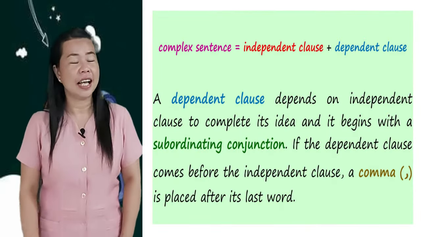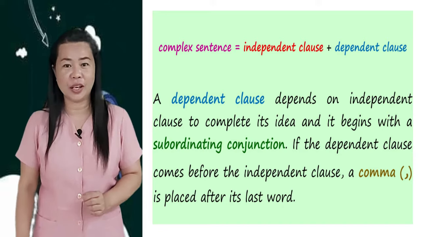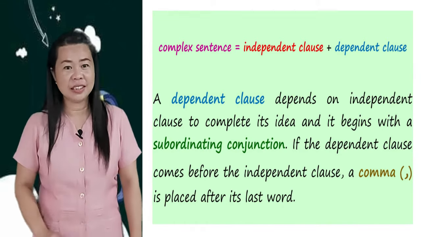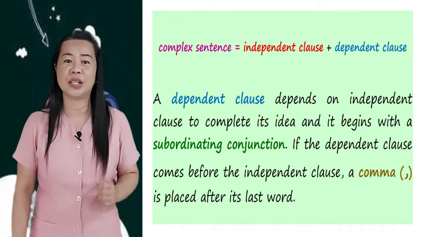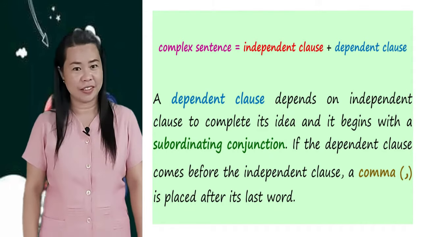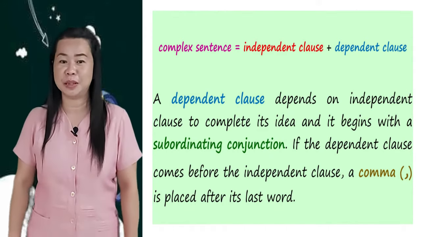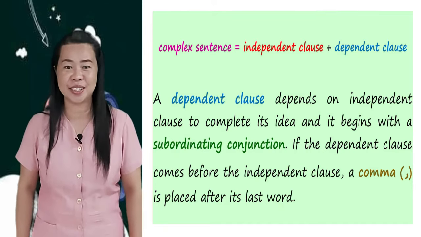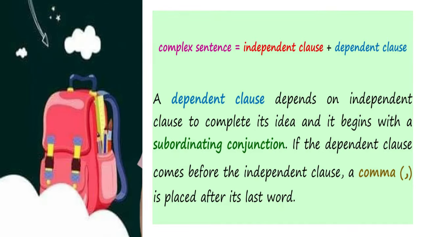Great job! I think you're ready for another activity. But first, remember this. A complex sentence is made up of an independent clause and at least one dependent clause. A dependent clause depends on independent clause to complete its idea, and it begins with a subordinating conjunction. If the dependent clause comes before the independent clause, a comma is placed after its last word. Now, are you ready for your next activity?